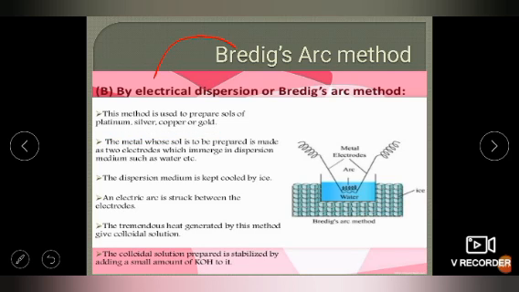What type of method is used to prepare sols in platinum? Then the option is electrical dispersion or Bredig's arc method. Sometimes a question can come: Bredig's arc method is used to prepare which of the sols? Platinum, silver, copper, gold, all of the above. Yes, platinum, gold, silver and copper sols are prepared by Bredig's arc method.